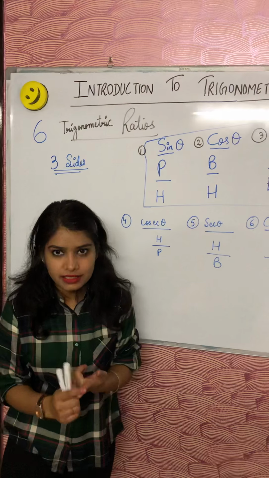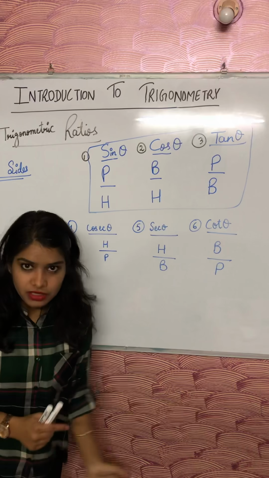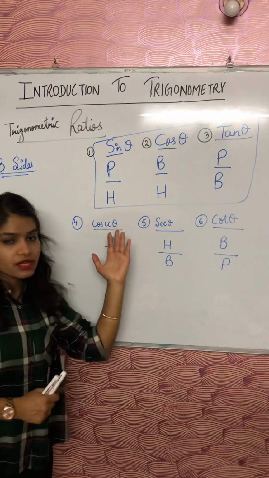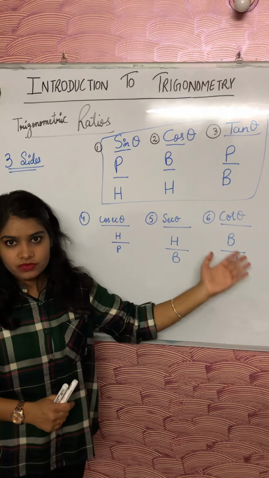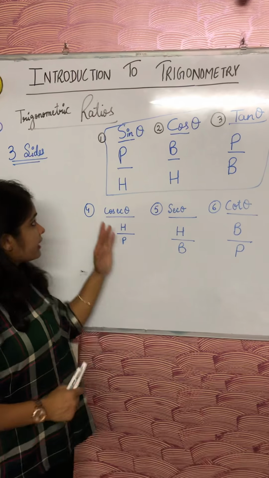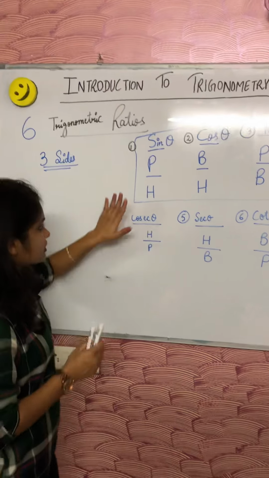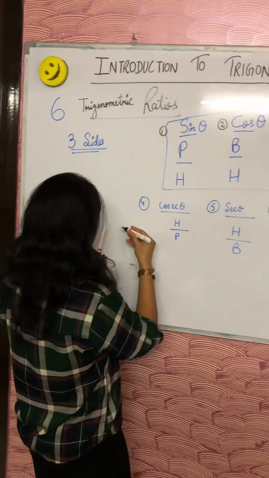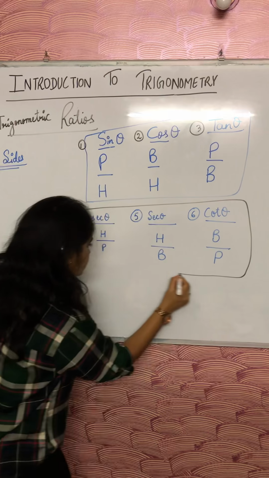Okay, so these 6 trigonometric ratios we have. What are they? Sine, cos, tan. You have to learn their values. And after that we have cosec theta, sec theta and cot theta. This we can learn by just reciprocating these 3. Okay, so this is very important for us. And I'm making them in a box.